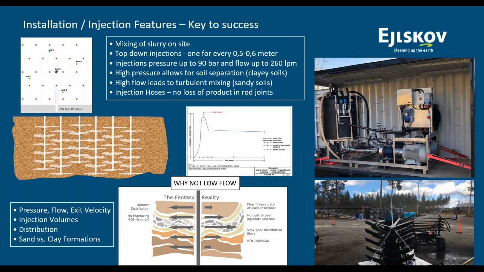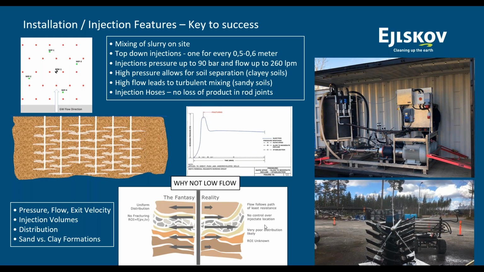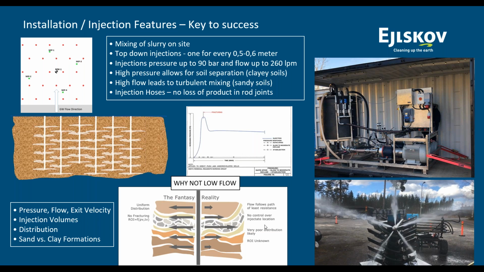Another small but important feature to make sure that we distribute the product the best way possible is to allow all the product to go from the mixing tank to the injection nozzle without any loss. This is done by having hydraulic injection hoses going all the way from the pump to the nozzles, as we can see in this little clip showing the tracks of high pressure, high flow.